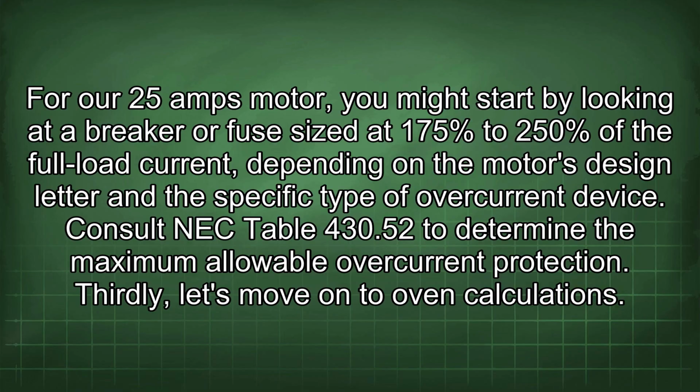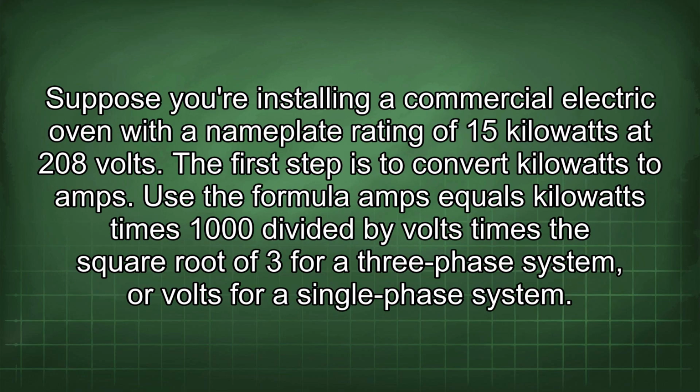Thirdly, let's move on to oven calculations. Suppose you are installing a commercial electric oven with a nameplate rating of 15 kilowatts at 208 volts. The first step is to convert kilowatts to amps. Use the formula: amps equals kilowatts times 1000 divided by volts times the square root of 3 for a three-phase system, or divided by volts for a single-phase system.